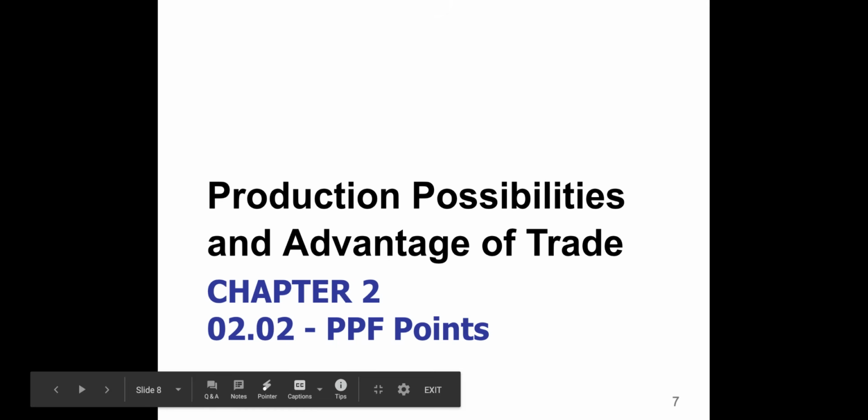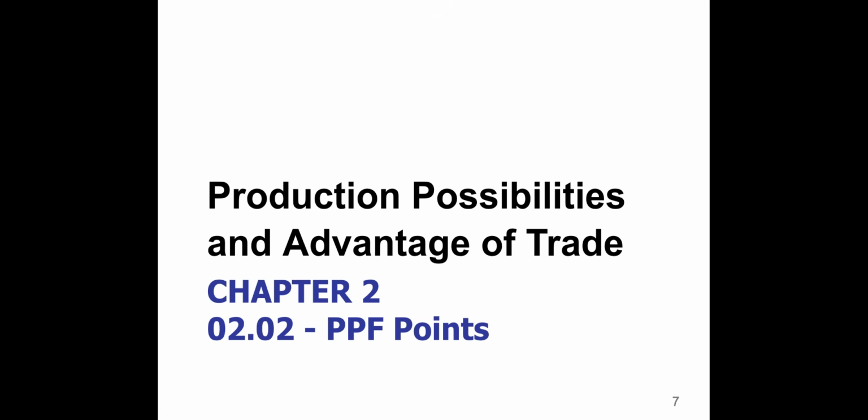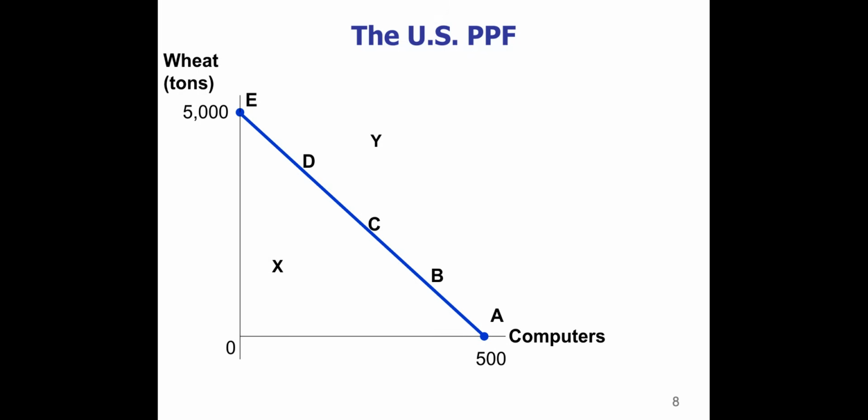Chapter 2, Production Possibility Curves. In this video, we're going to look at points along the production possibility frontier. So on your practice problem set, we did a graph very similar to this. This is a graph of the United States' PPF for wheat and computers. The only difference here is I've added a bunch of different points along the line.